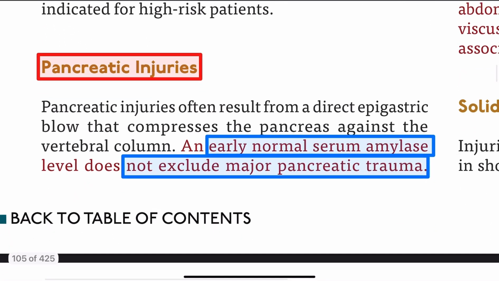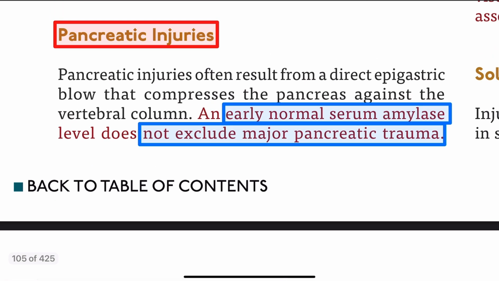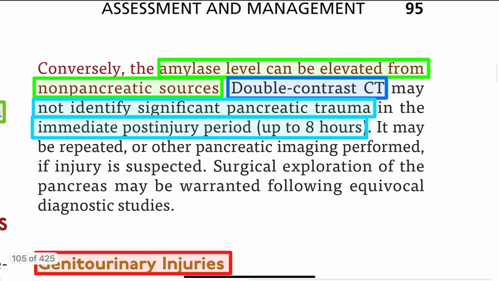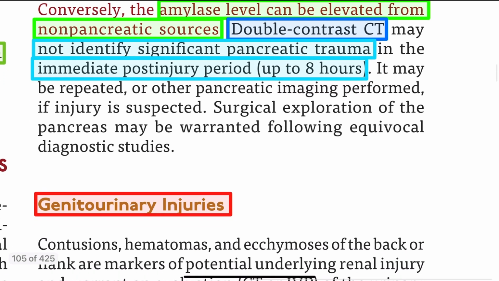Now come to pancreatic injury. An early normal serum amylase does not exclude major pancreatic trauma, since amylase level can be elevated from other sources. That's why it's not that reliable. In this case you should do a double contrast CT. CT may not identify significant pancreatic trauma in the immediate post-operative period, up to 8 hours. So a CT scan up to 8 hours could not identify major pancreatic trauma. Up to 8 hours, important time.